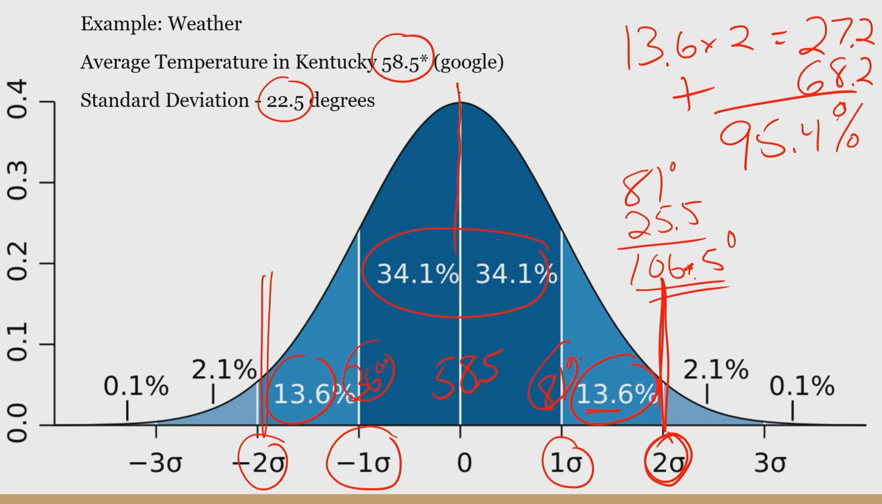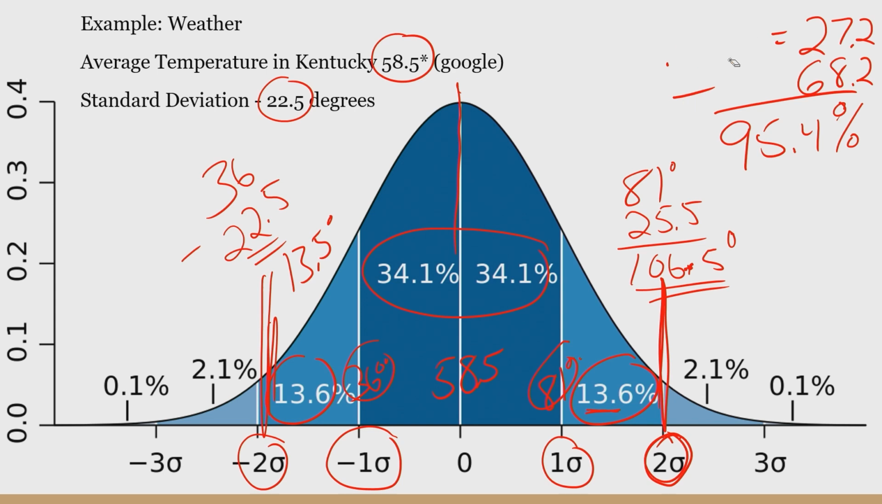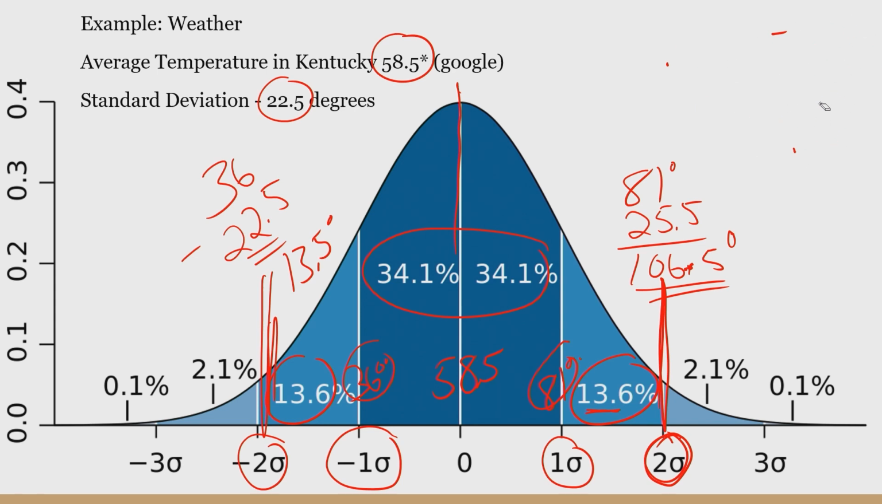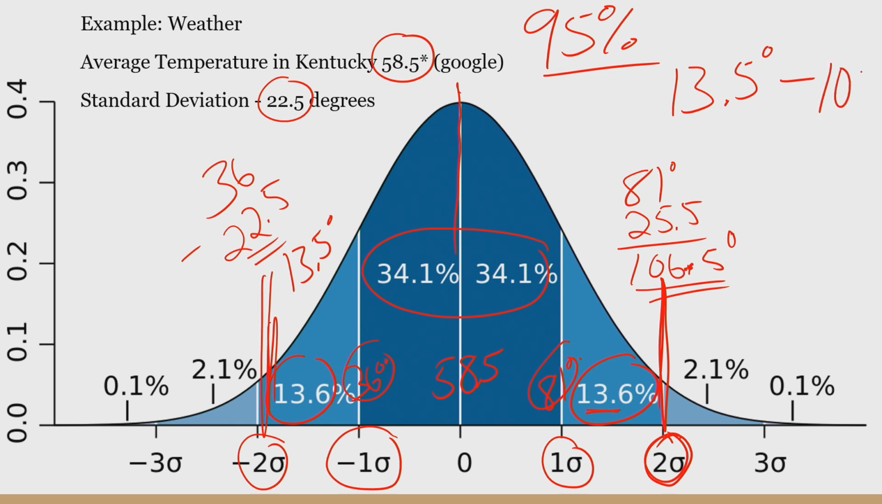On the flip side, we had 36 over here. We subtract another standard deviation, and we come up with 13.5 degrees. So all of a sudden, what did we just calculate? We just calculated that 95% of the time, we could very well be anywhere from 13.5 degrees all the way up to 106.5. Now, what am I doing here? I am trying to calculate what I can expect.